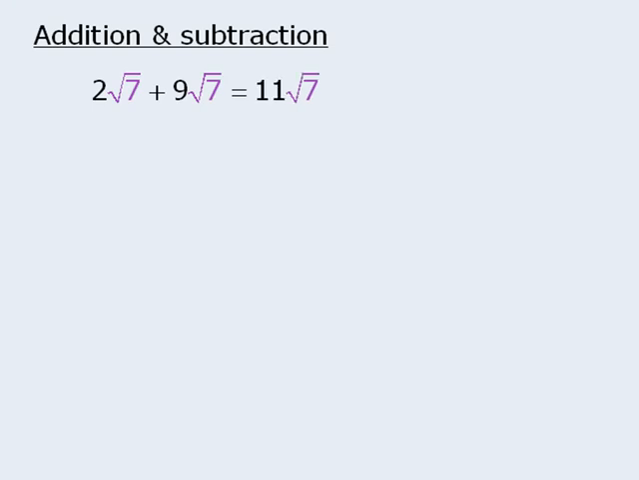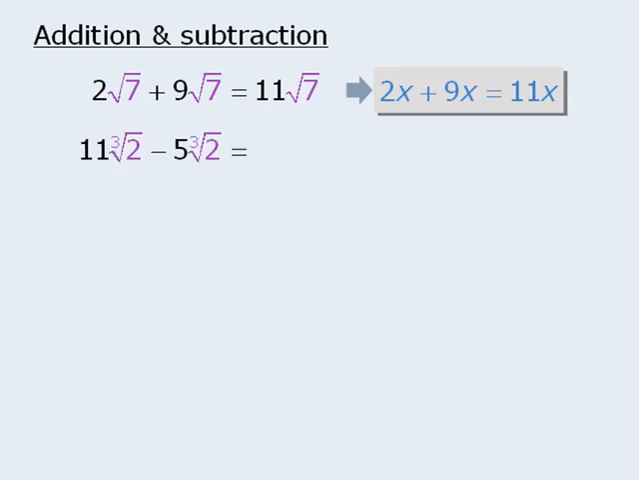Notice that this is no different from adding 2x and 9x to get 11x. Essentially, we can treat equivalent roots as we would treat equivalent variables. So if we take 11 times the cube root of 2 and subtract 5 times the cube root of 2, we get 6 times the cube root of 2.